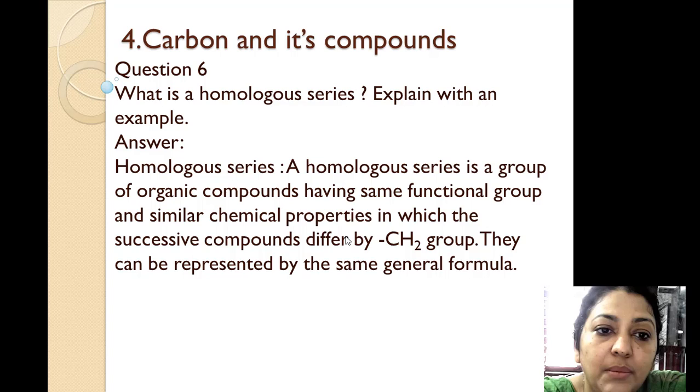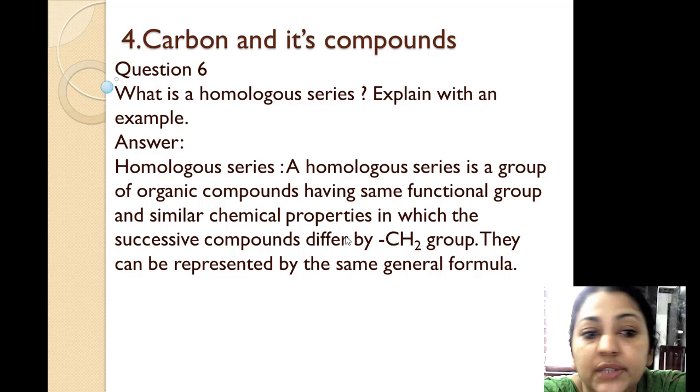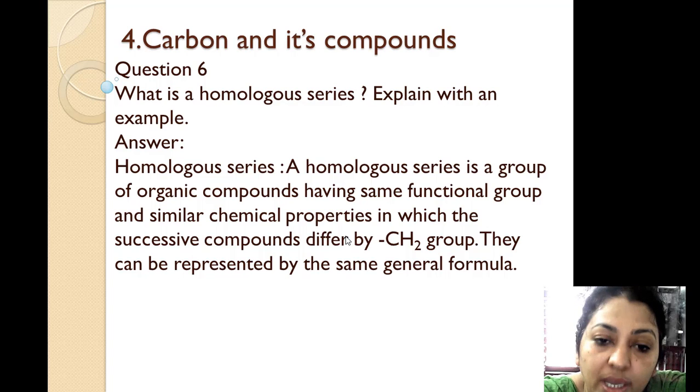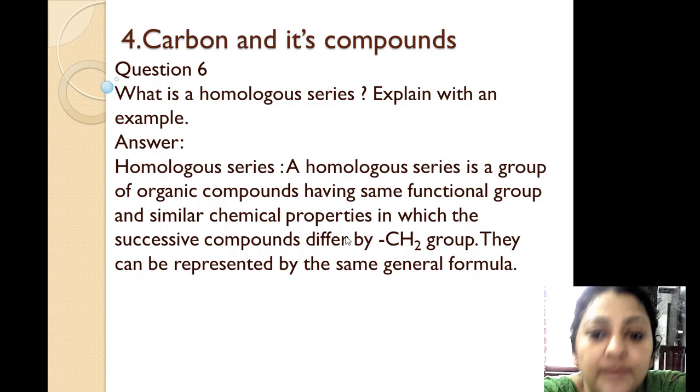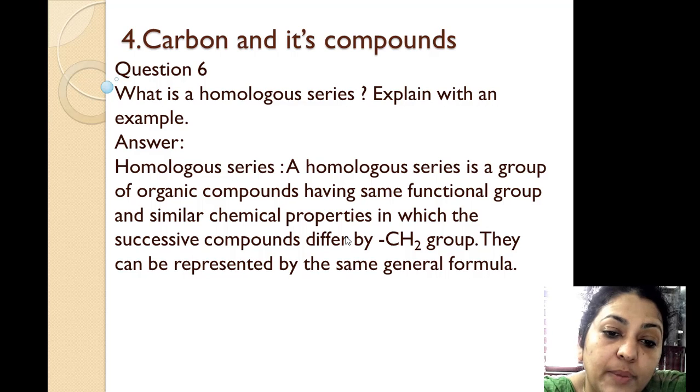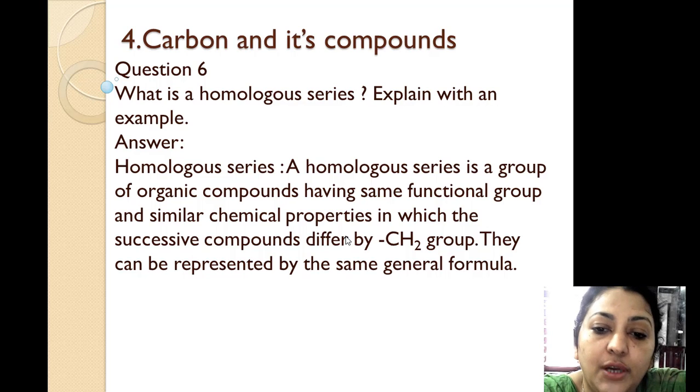This is question number 6, the last question. All other questions given are omitted. Question number 6 is, what is a homologous series? Explain with an example. We know that a homologous series is a group of organic compounds having the same functional group and similar chemical properties, in which the successive compounds differ by a CH2 group. Moreover, they can be represented by the same general formula also.